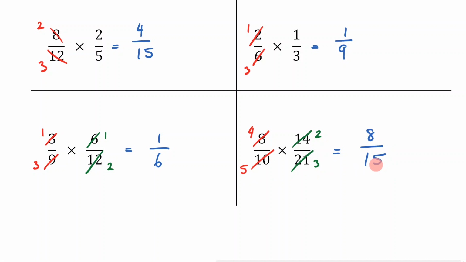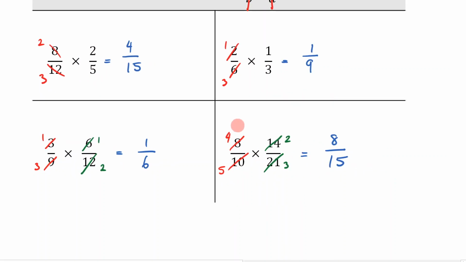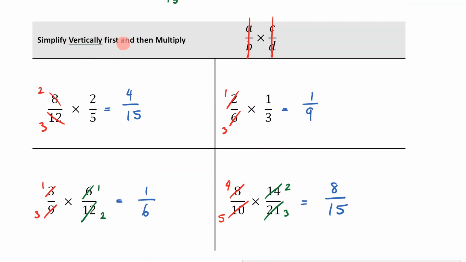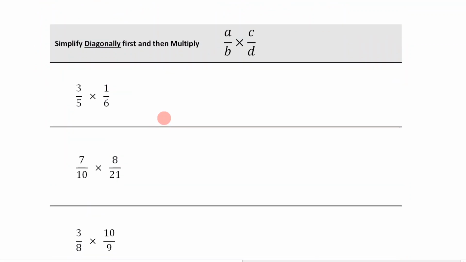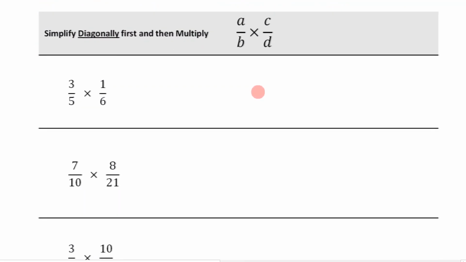Perfect. So just to go through, in these examples here, what did we do? We simplified vertically first and then multiplied. So we simplified like this. Let's now move on to our next one here. And this says we're going to simplify diagonally first and then multiply. Well, that seems a bit odd.